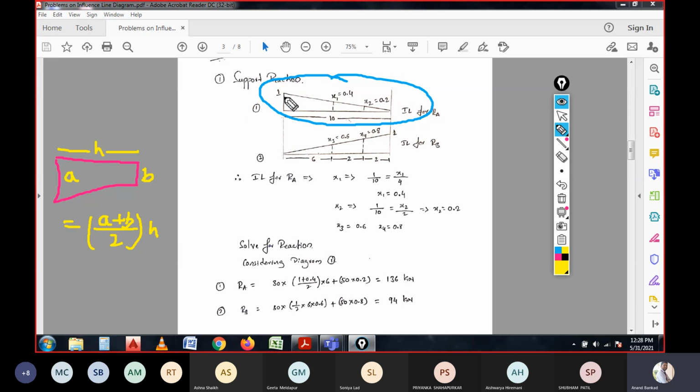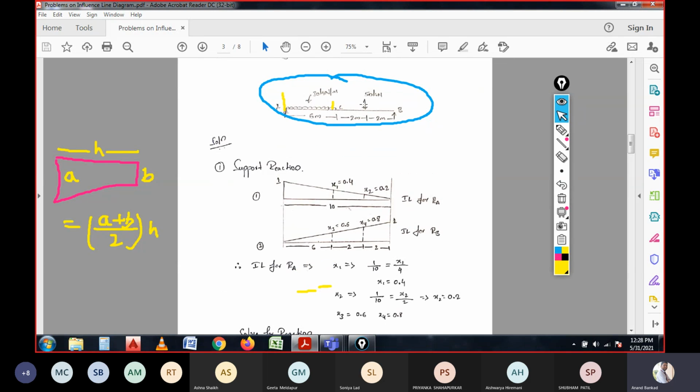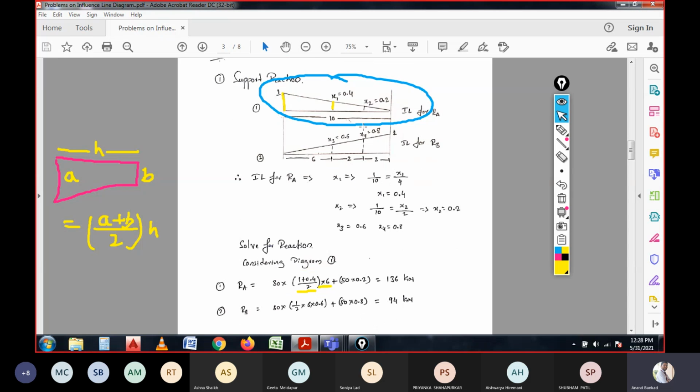So here it is 1, here it is 1, and here it is 1 plus 0.4 divided by 2, and h we have 6. That is what is written here. And the remaining is the 50 kilonewton load which is acting on section 2 over here, with the coefficient value of 0.2.